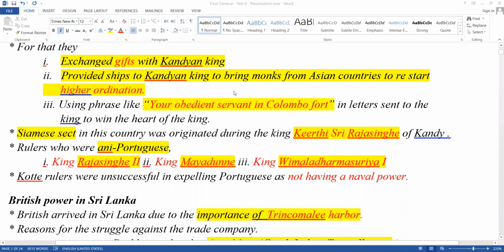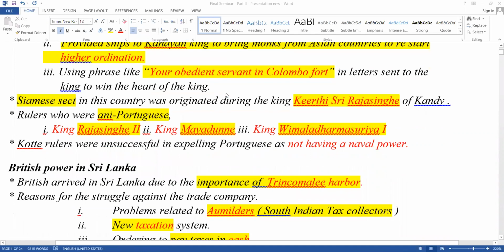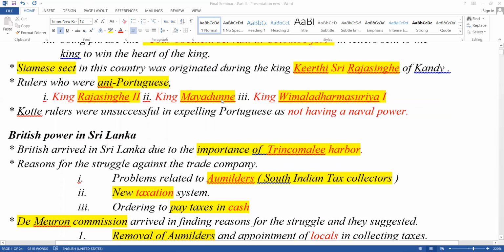So there was a struggle against the company. These are the reasons for the struggle against the British East India Company: problems related to our vendors. Who were our vendors? They were South Indian tax collectors, brought to Sri Lanka to help the company's tax collectors. They did not know Sinhala or Tamil languages. They collected taxes harassingly, so they became a harassment.